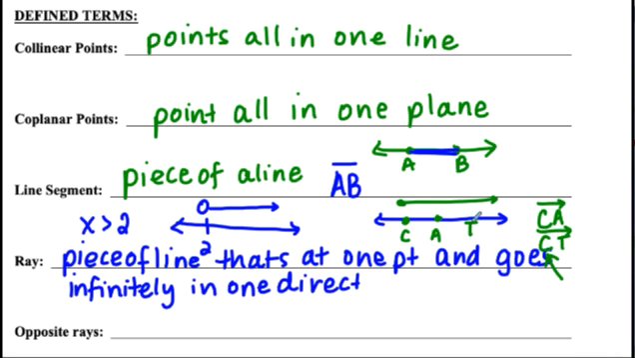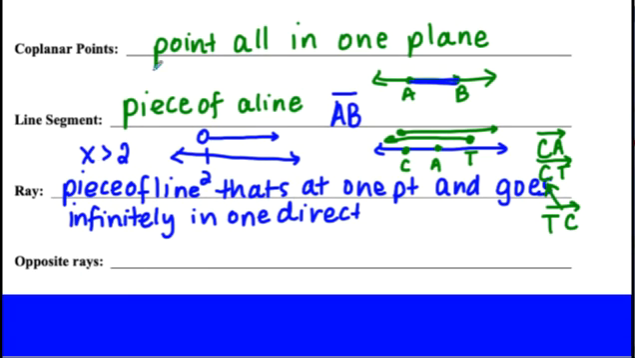Now, if I wanted a ray going this way, from T towards C, I'd still do T, C, and the ray symbol would always go to the right. So ray symbols will always go to the right, regardless of the direction that the ray is going. All right, this one's important. Big, listen up. Take a pause.